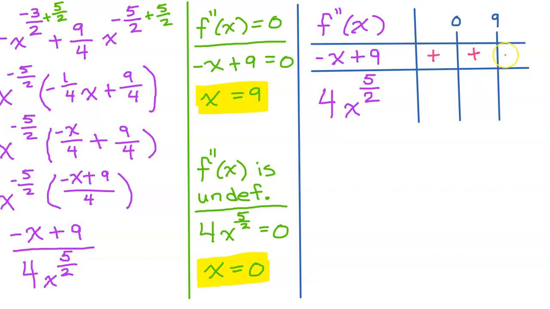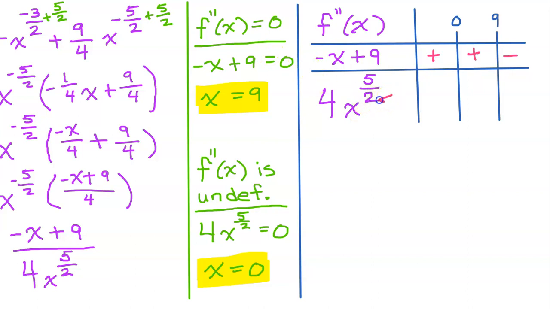Values greater than 9 will give you a negative result, which makes sense because imagine that x was 10, then negative 10 plus 9 would be negative 1. So of course, setting 4x to the 5 over 2 power equal to 0, that's where we got the 0. So this is the cutoff. For values that are less than 0, well, wait a minute.